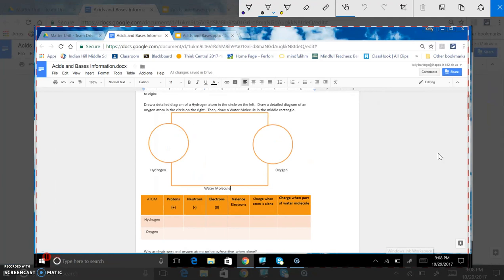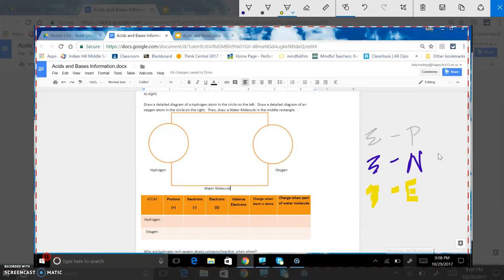All right, so I'm going to make a key on the side over here. When I use the color gray, it's going to represent the number of protons. And when I use the color blue, it's going to represent the number of neutrons. And lastly, when I use yellow, it's going to represent electrons. And so we're going to get started by following the directions on your paper. It says draw a detailed diagram of hydrogen atom in the circle on the left.